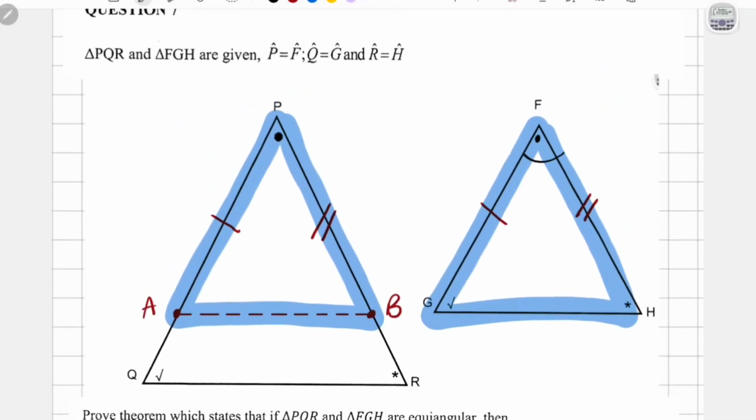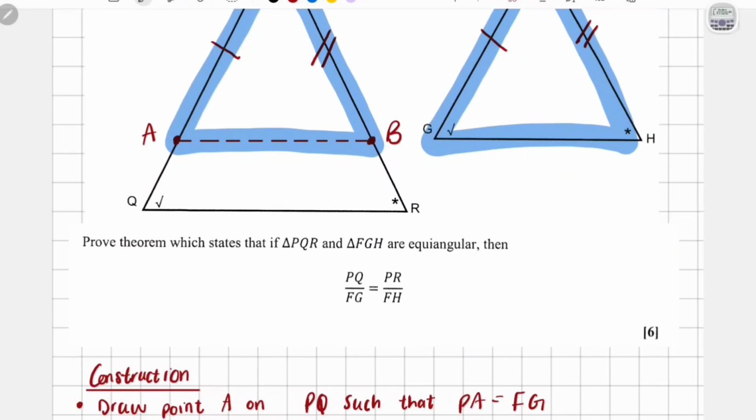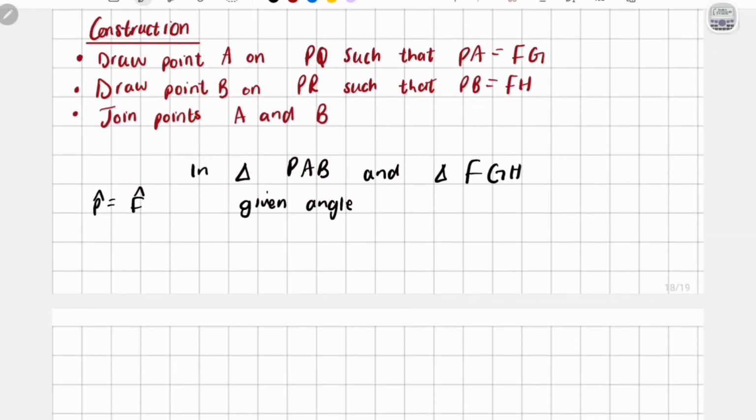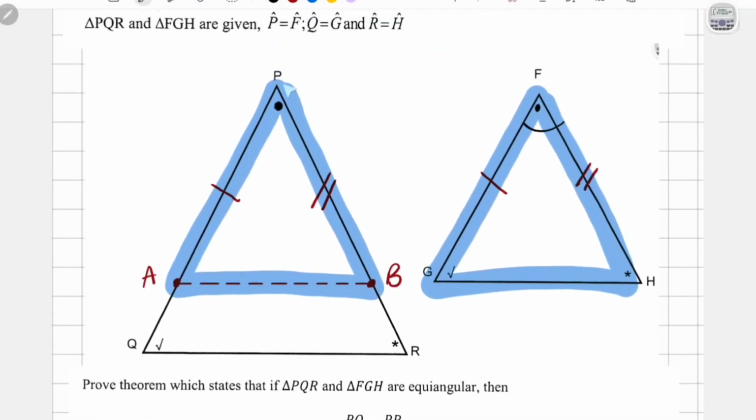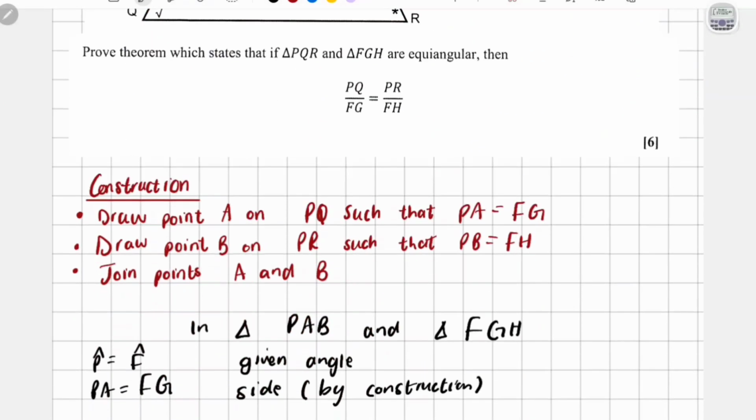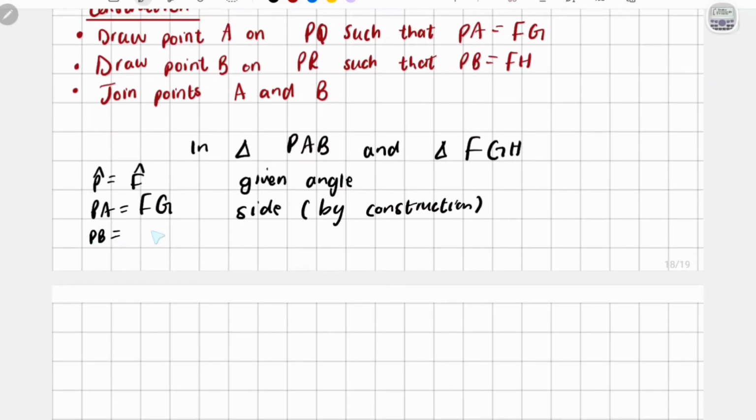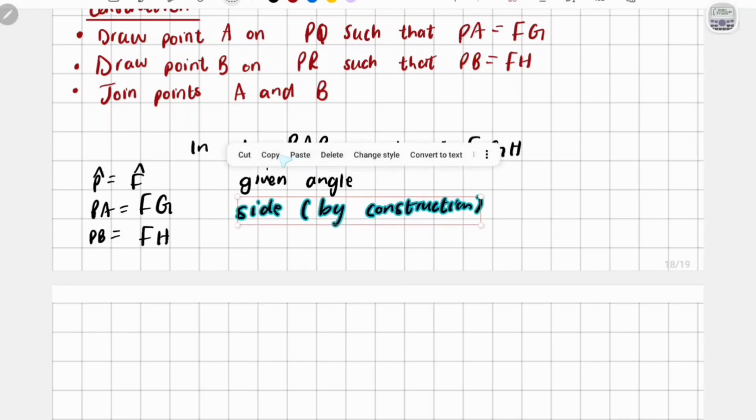And then the next thing that we see are equal is that PA is equal to FG, because we made it equal. We put it in such a way that it was equal. So that's really just by construction. So PA is equal to FG. I'm going to remember that it is an equal side and it's equal by construction. And then the second side that is equal in these two triangles would be PB and FH. So those two are also equal. So I say PB is equal to FH. And it's a side that is equal also by construction.